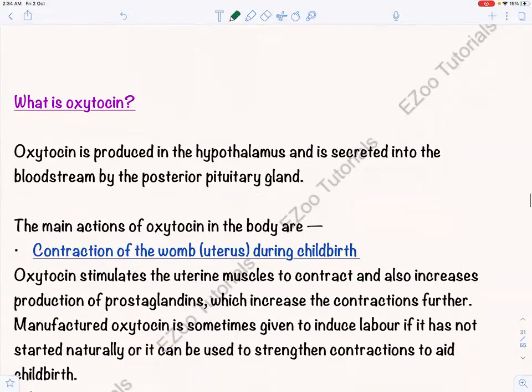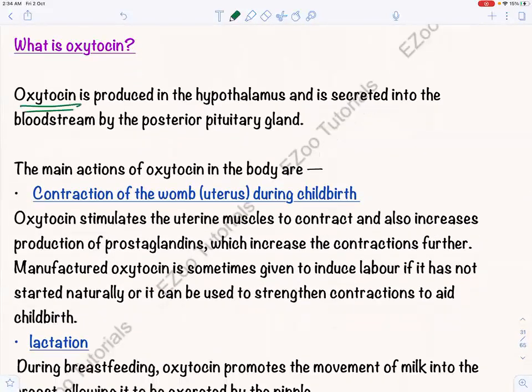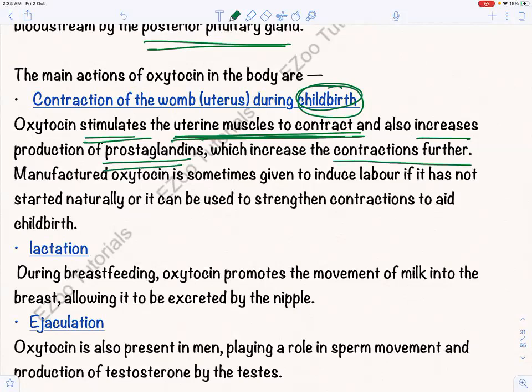Now let us see what oxytocin is doing. So which hormones are we doing? We are doing the posterior pituitary gland. What does oxytocin do? The posterior pituitary gland secretes it. What are the main actions? I said we did it during childbirth. It helps the uterine muscles contract. So it is stimulating the uterine muscles to contract, right? Which also increases the production of prostaglandins, which further increase the contractions, right?